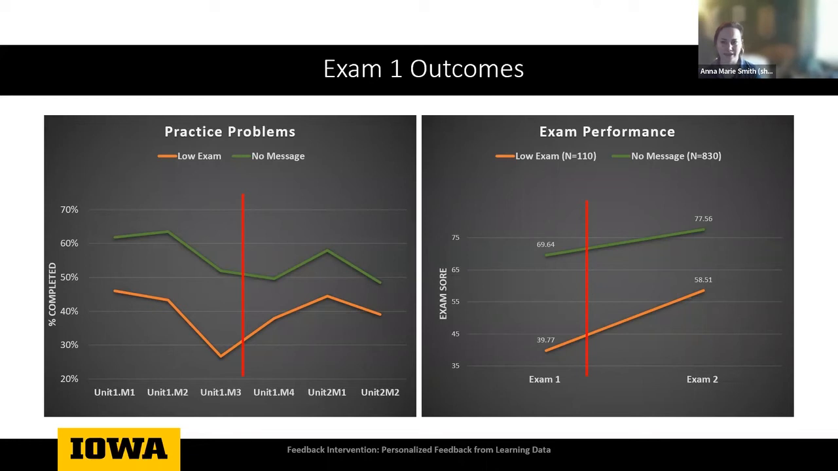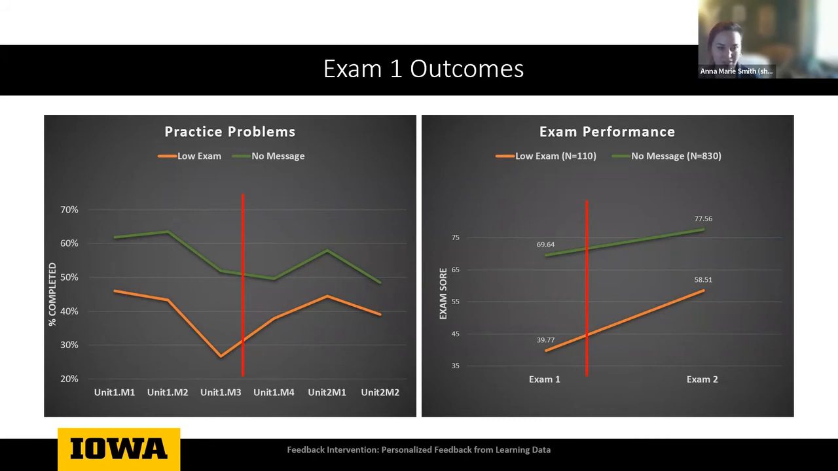Because it's really hard to find an adequate comparison group, and we don't have an experimental group, we're just looking for patterns and trying to understand how students respond to these messages. So again, I said I was going to focus on practice problem completion. We're going to look at students who received a message after the first exam, and we see similar patterns across both semesters. When we look at their practice problem completion, the no message group is in green, and the students who received an email is in orange.